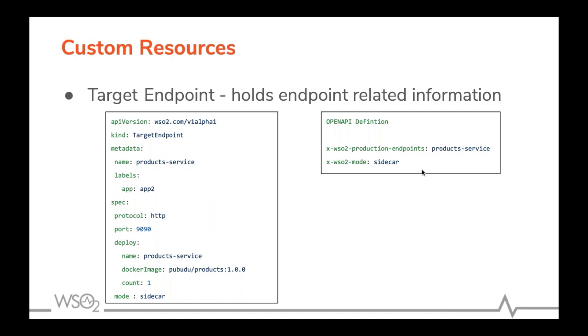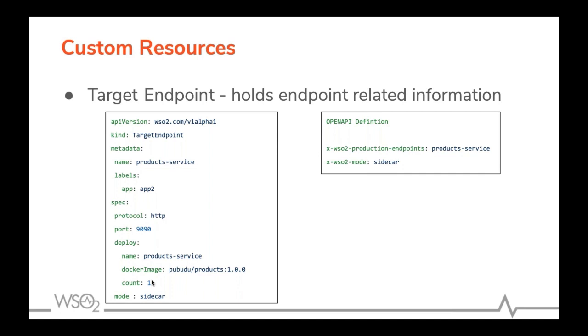This is something very important. Let's say you have developed a target endpoint or the backend service, and you have the Docker image. If you want to deploy this in Kubernetes, you can write your own deployment YAML and service YAML. Without doing that, you can define a target endpoint which contains the protocol and the port of your service, and you can give the Docker image of your microservice, and you can give the count of how many containers you want.